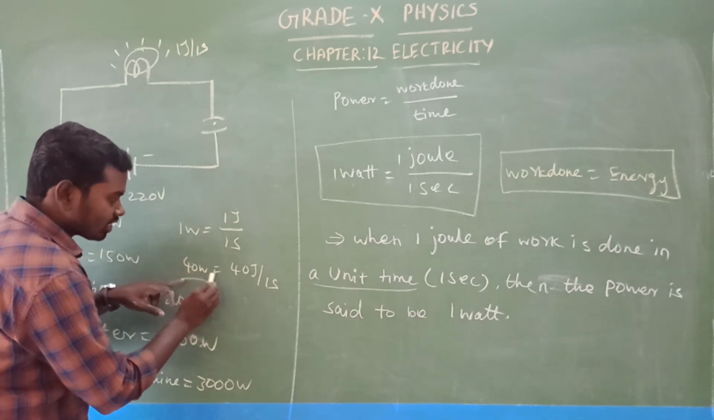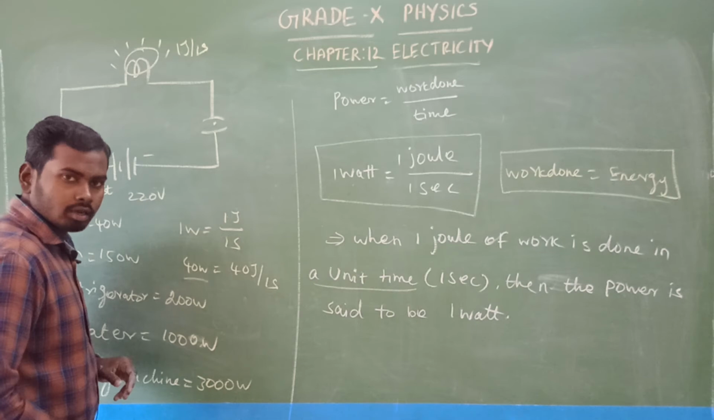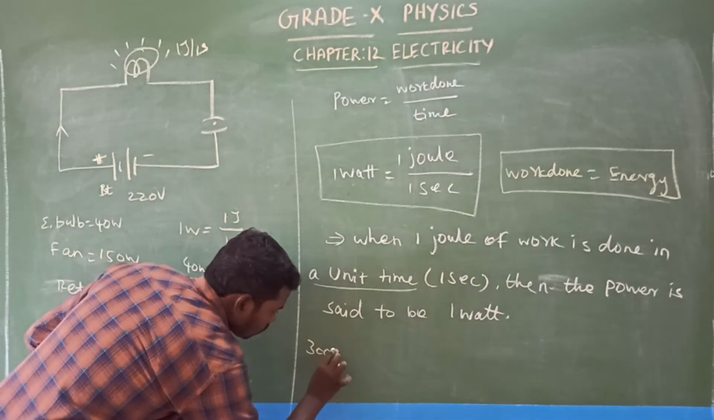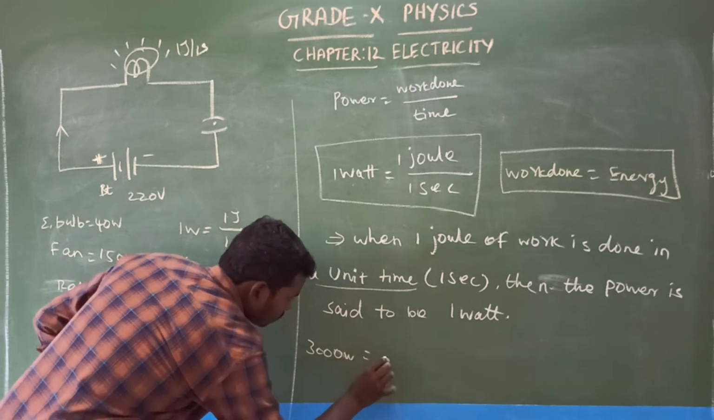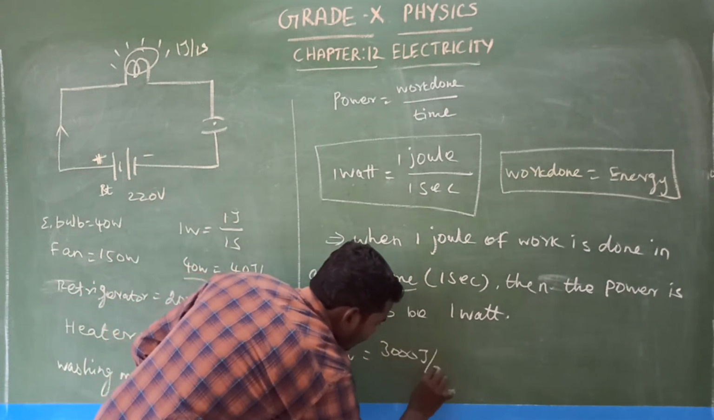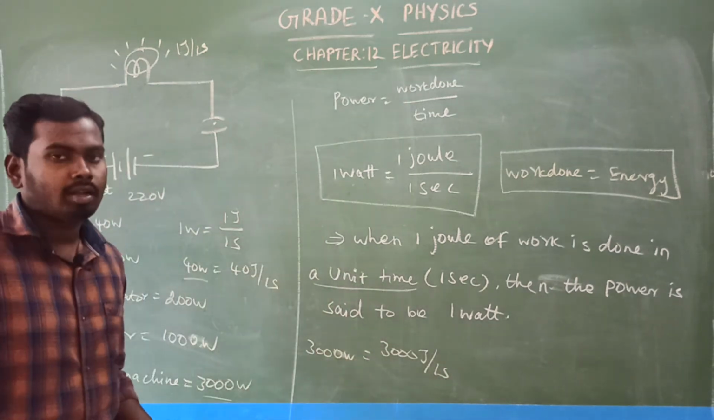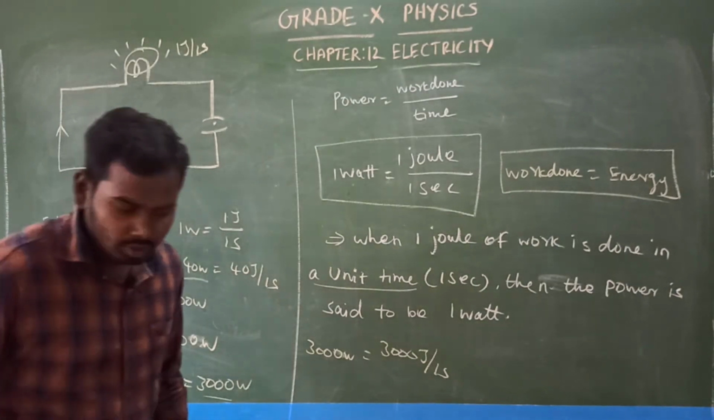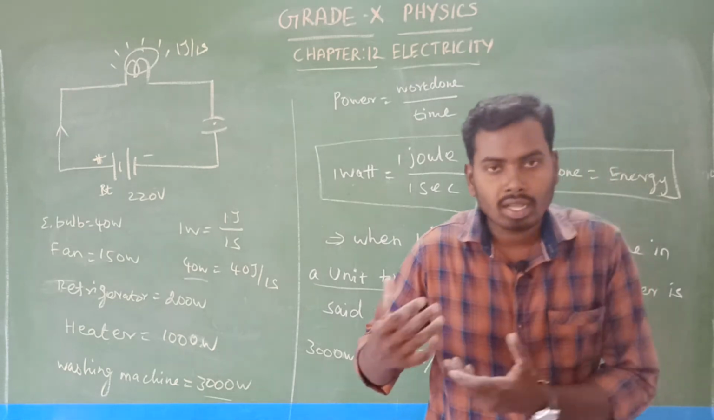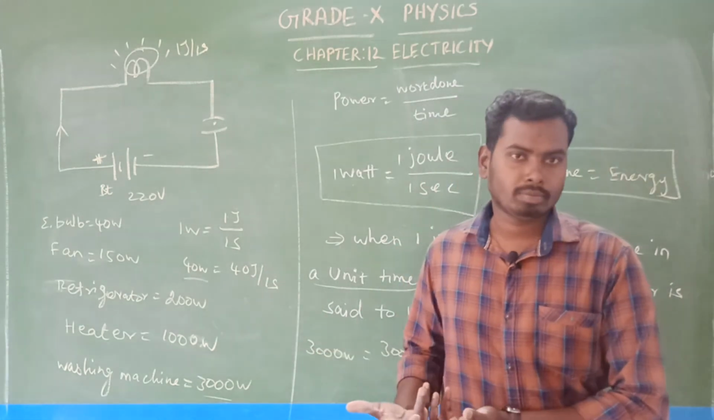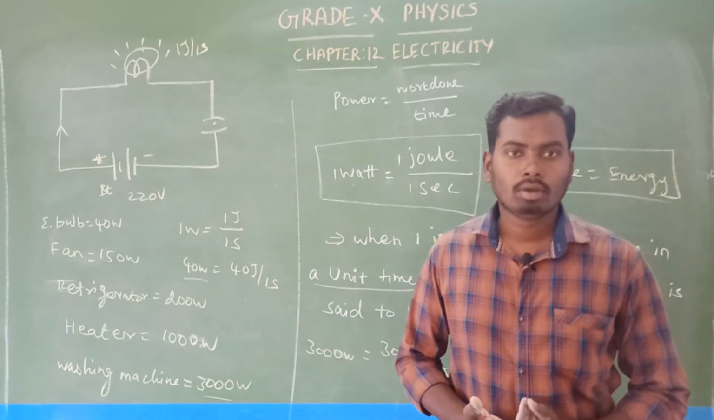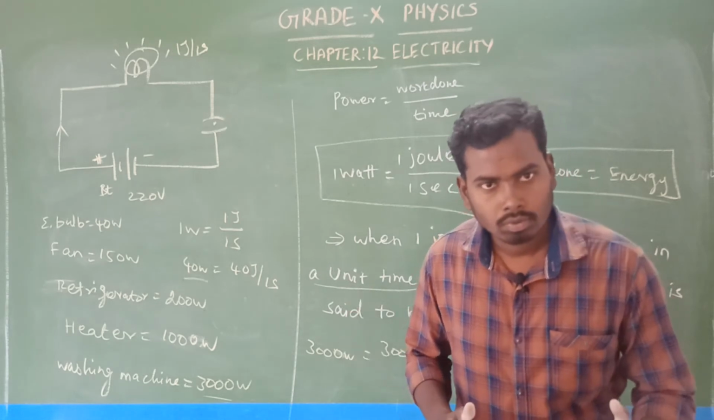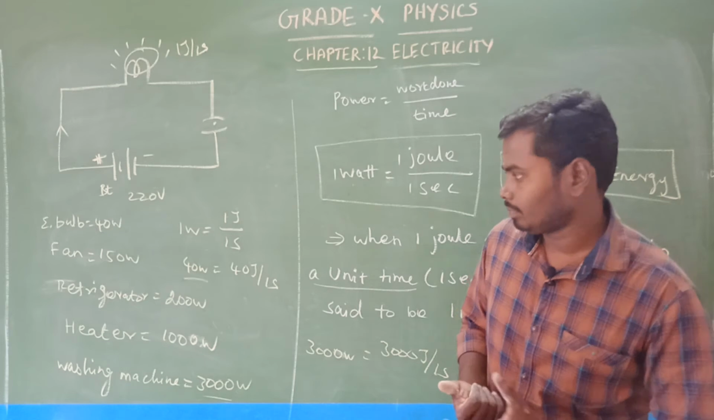So 40 watt is equal to 40 joule divided by 1 second. Here the washing machine power rating is 3000 watt, so 3000 watt is equal to 3000 joule per second. Very easy one. Is it clear, students? The thing is how you are understanding this concept. That is very important. Please try to understand my concepts.